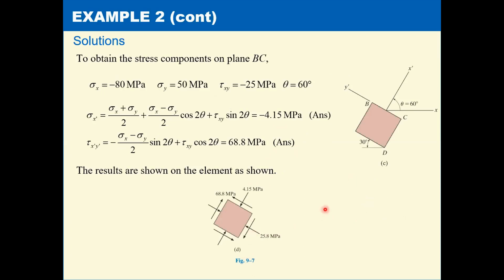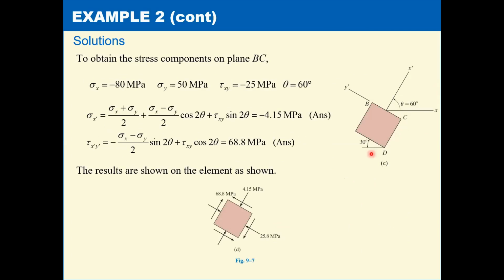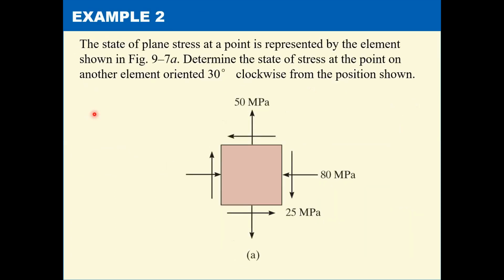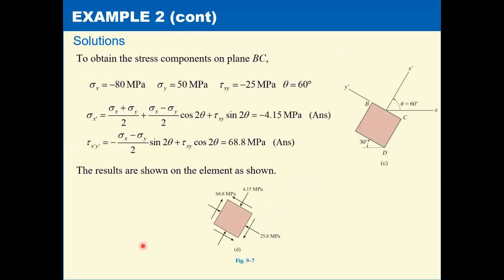Now on this slide, though, it shows to find the stress components on plane BC here, which actually, if we go back, would be the y prime direction. We're just going to use an angle of theta equals 60. Instead, what we could do is plug in an angle of negative 30 into the equation we had for sigma y prime back here, and we're going to get the same answer as what we get here when we plug in a positive 60 into our sigma x prime.